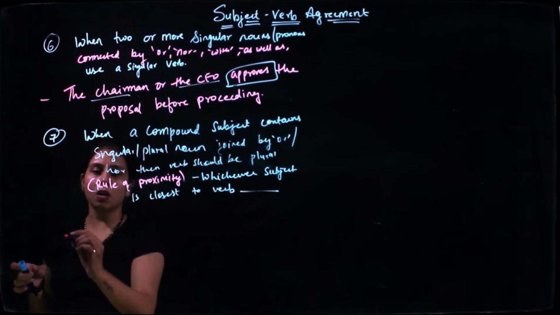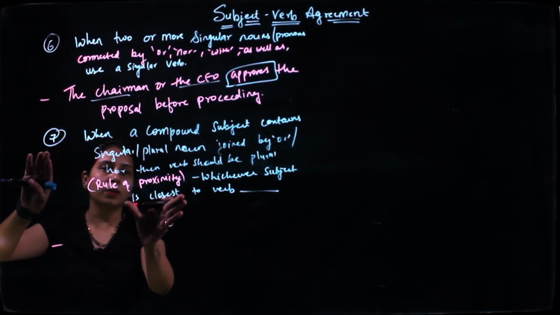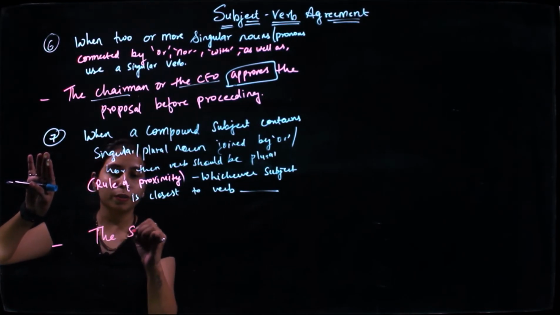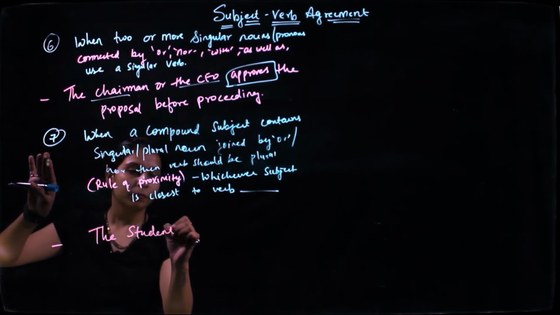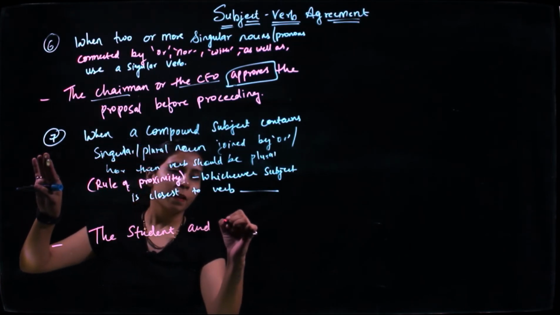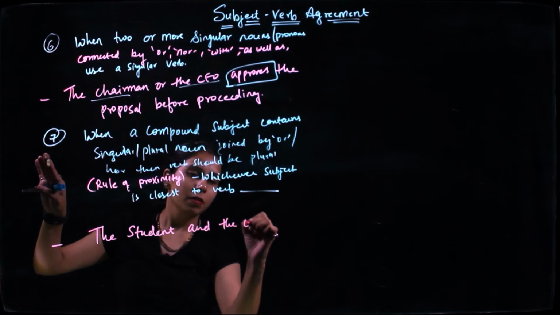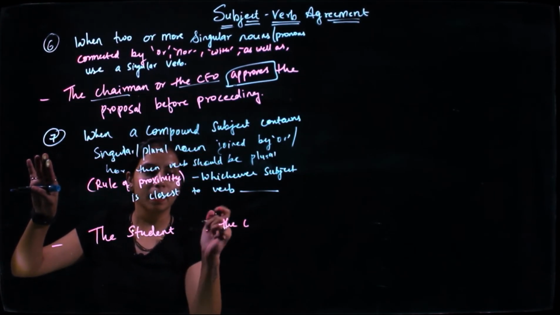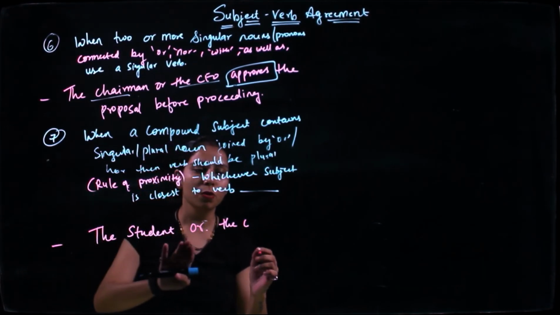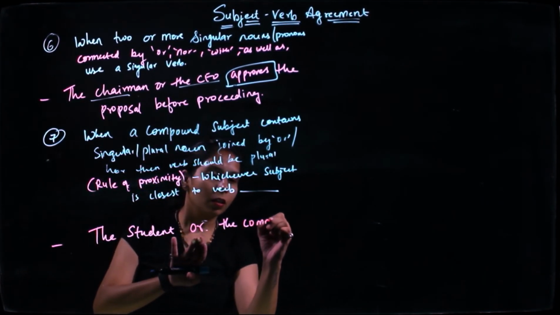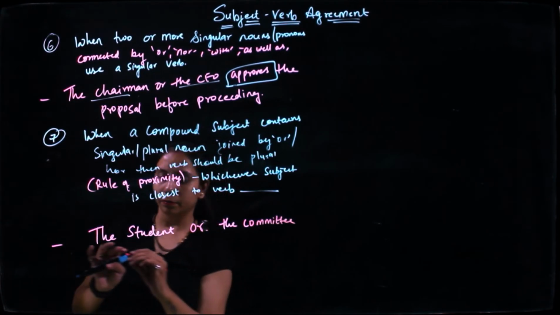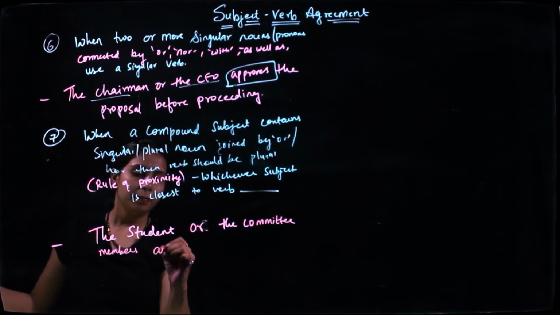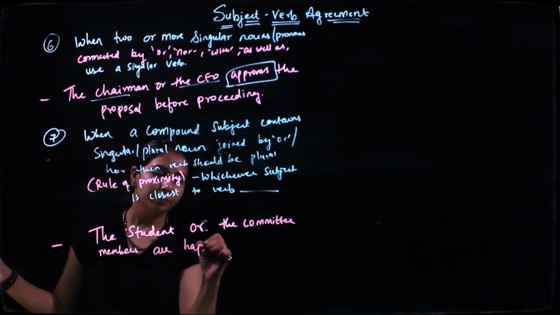Now let us talk about the example of this one, the rule of proximity. Okay, now this would be the student and the committee members, or I would say or, because the condition is or, I would take the example of or. The students or the committee members are happy.